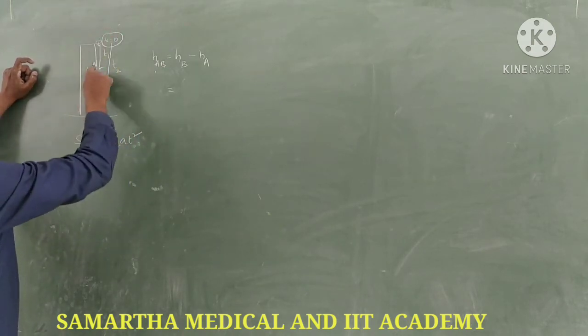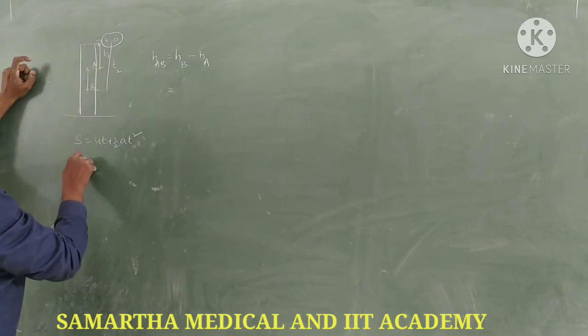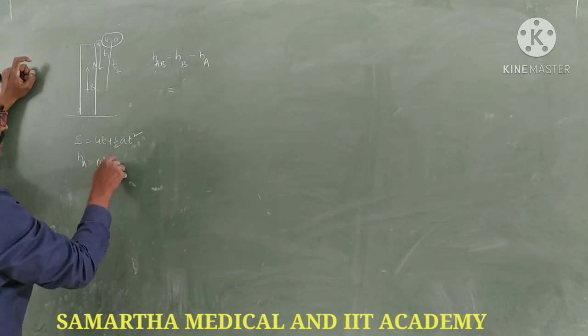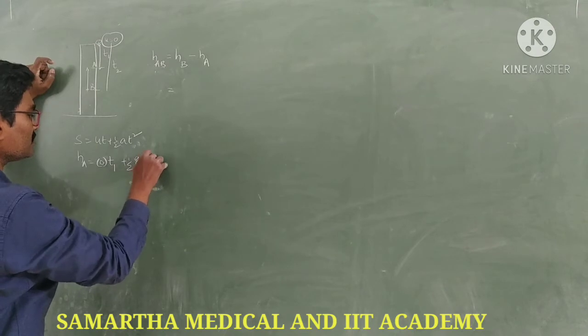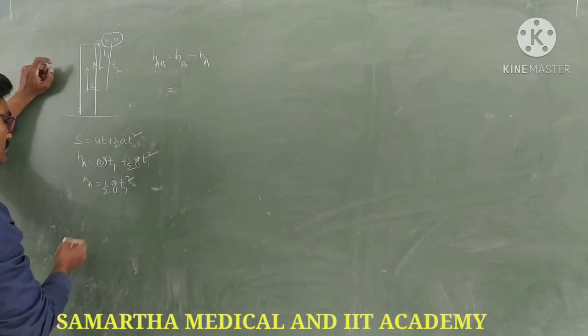Here, what is u? It is 0. For t2 also 0, for t1 also 0. So if you want to calculate HA, u is 0 into t1 plus half a, which is g, t1 square. So HA is equal to half g t1 square.